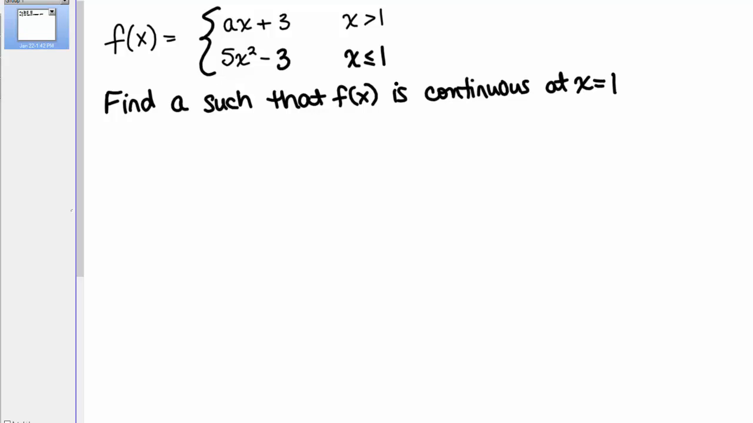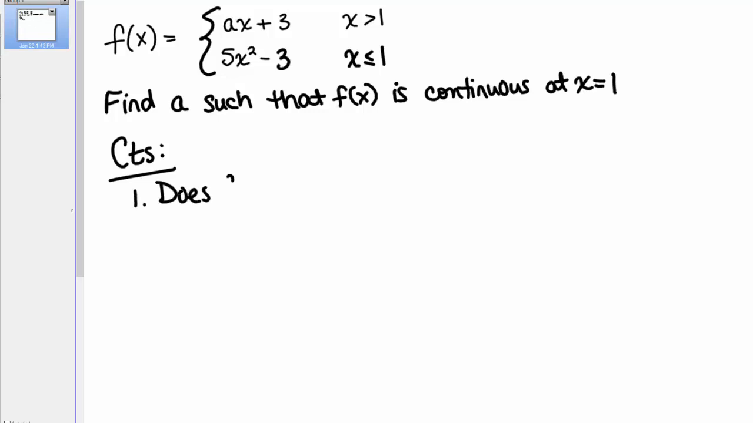We would like to find a such that f of x, given here as ax plus 3 when x is greater than 1, and 5x squared minus 3 when x is less than or equal to 1, is continuous at x equals 1. So what does it mean to be continuous at x equals 1? Remember that continuous means we want to check for three things.